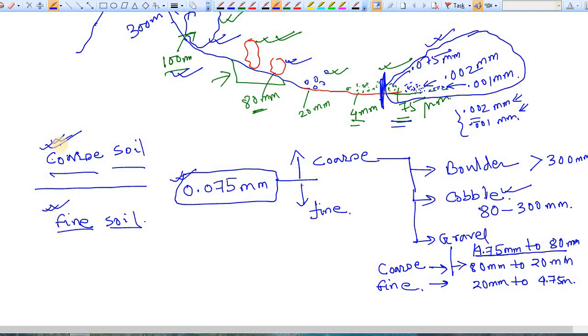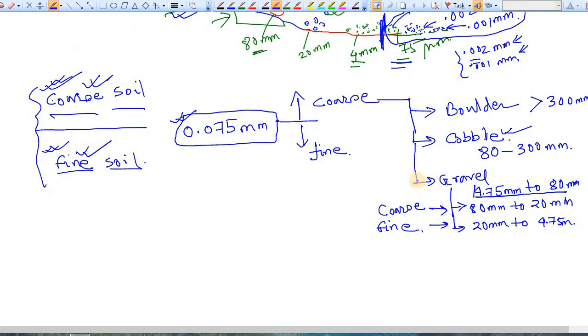So here globally the soil was classified into coarse soil and fine soil, and here locally the gravel has been subdivided into two groups based on size. One is coarse gravel, another is fine gravel, based on their size. And after gravel comes the next one, that is your sand.